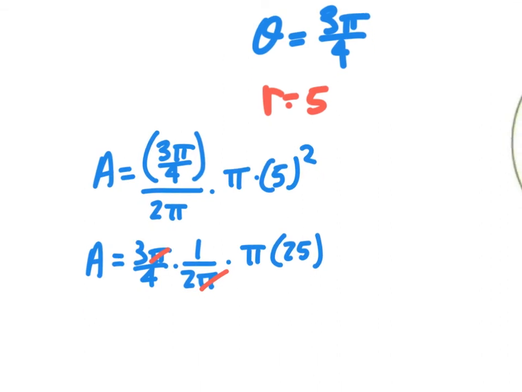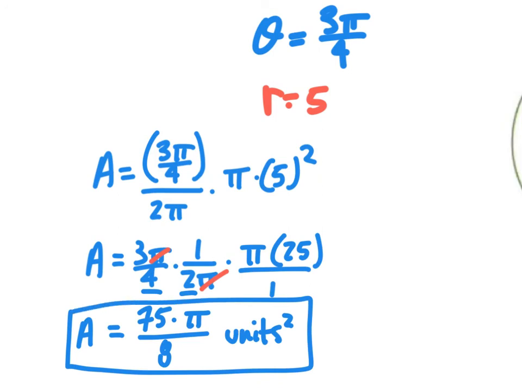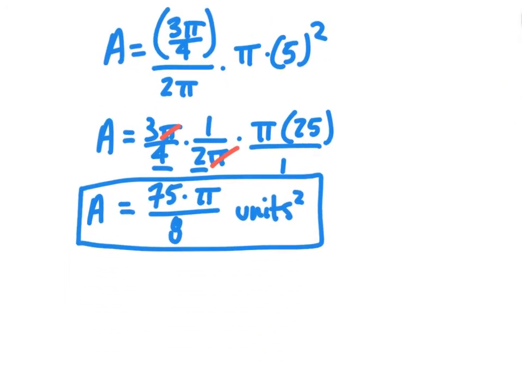Let's put all this over 1. Then I'm just going to multiply all my numerators together. So I've got 3 times pi times 25. Now I can do 3 times 25 to give me 75, and then multiply that by pi. And I'm going to divide that by 4 times 2, which gives me 8. Now 75 and 8 aren't going to divide into each other, so we can leave it like this, in units squared, and this would be your exact answer, because you can't simplify anything any further. However, you could still multiply this out to get an actual number.